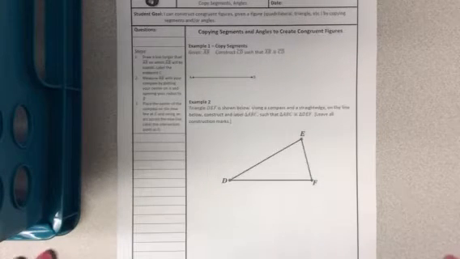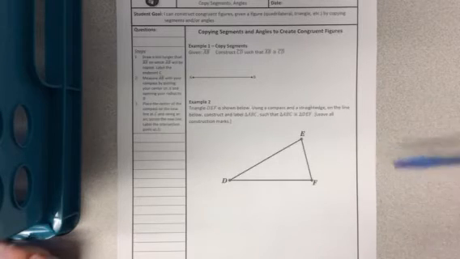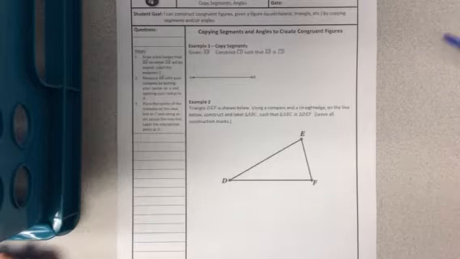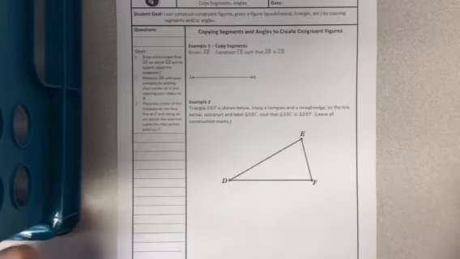We are ready to go for skill 7, which talks about copying segments and angles to create congruent figures. So this video is kind of a hodgepodge. There's really 3 different things we're going to end up doing here, but it's all behind the idea of you're copying something. And we're going to start with copying a segment.